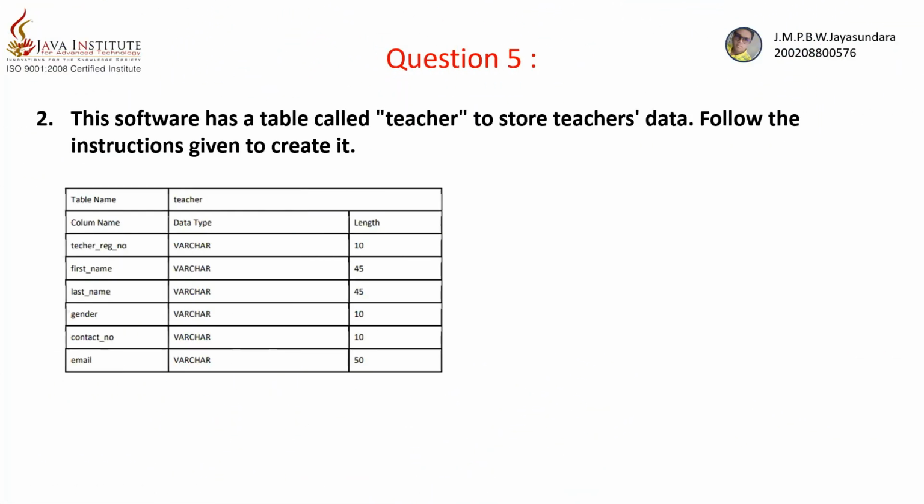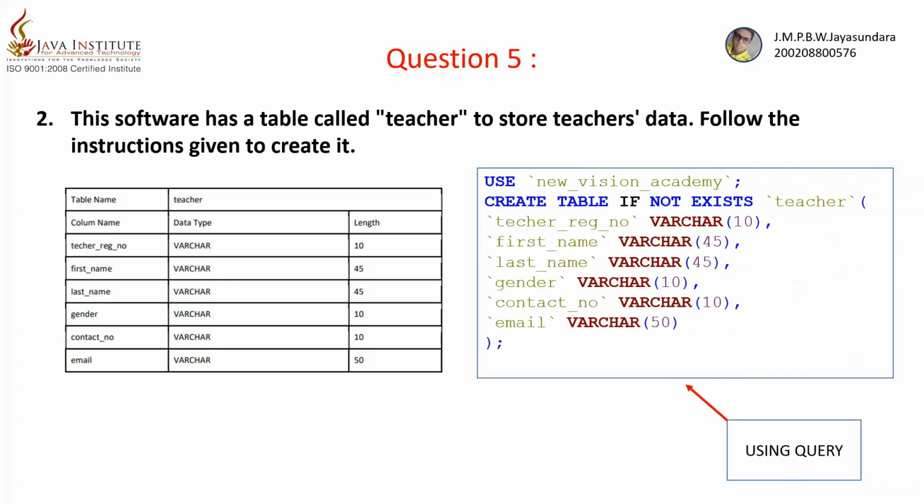In our second question, it says this software has a table called teacher to store teachers' data. Follow the instructions given to create it. Then they have given us the necessary instructions, and that table has column names, data types and lengths. We can create this using a query and we can also create this using the manual method. When we create this table using a query, first we need to define what database we are using. Here we have defined our database as New Vision Academy using the code use New Vision Academy.